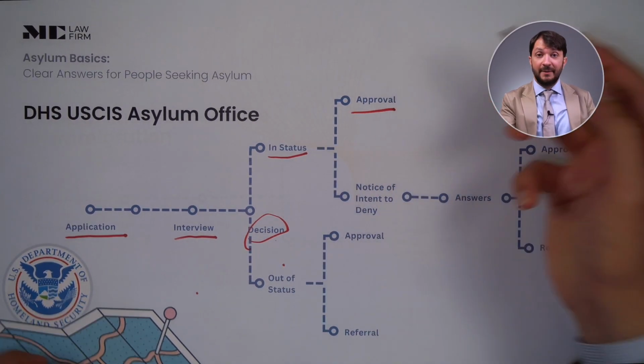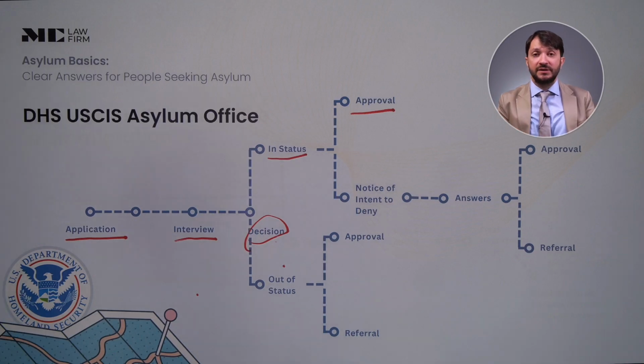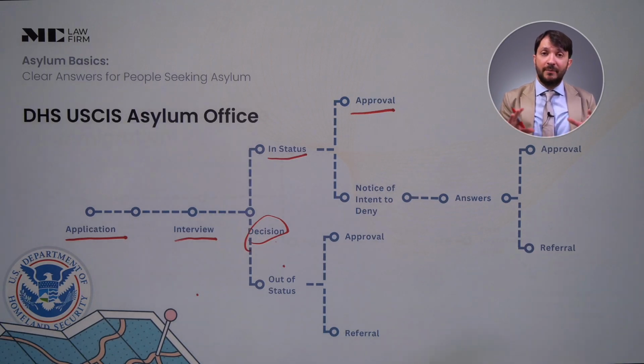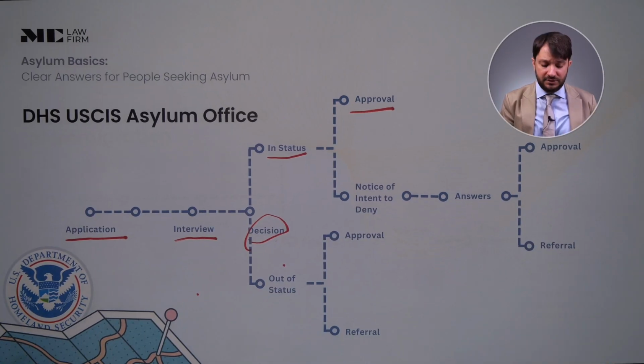Approval, which is a happy ending. Approval means you get asylum, and 1 year after that you can apply for permanent residency. After getting permanent residency, 4 years later, you qualify for citizenship.